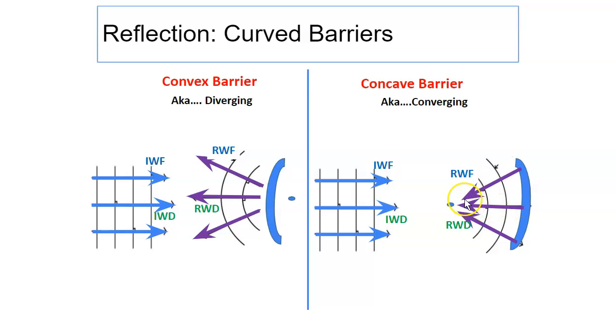Now, when this incident wave strikes this barrier, since the barrier is concave, the reflected waves are also concave, and they converge at this point. This would be the focal point. And don't forget that your drawing needs to have incident wave front, incident wave direction, reflected wave front, and reflected wave direction.